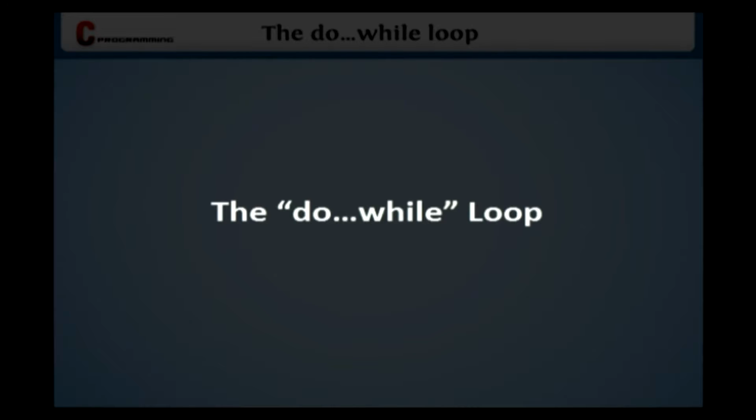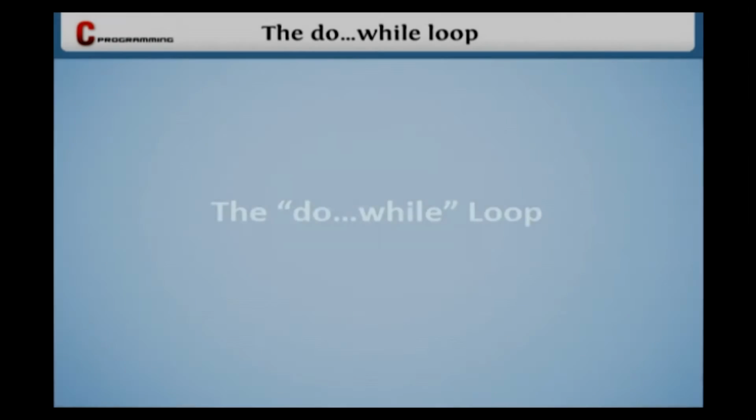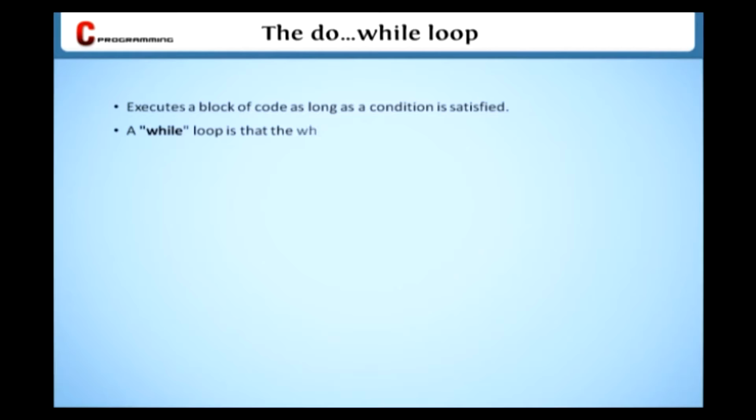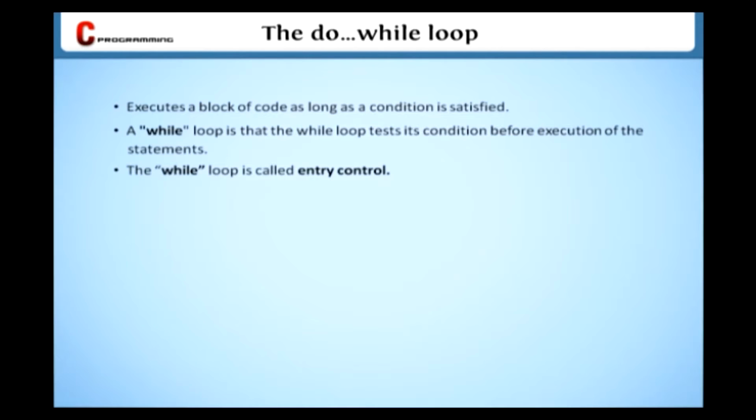The do-while loop. In this lesson, we will learn the do-while loop. The do-while loop also executes a block of code as long as the condition is satisfied. The difference between a do-while loop and a while loop is that the while loop tests its condition before executing the statements. So the while loop is called entry control, and the do-while is known as exit control.